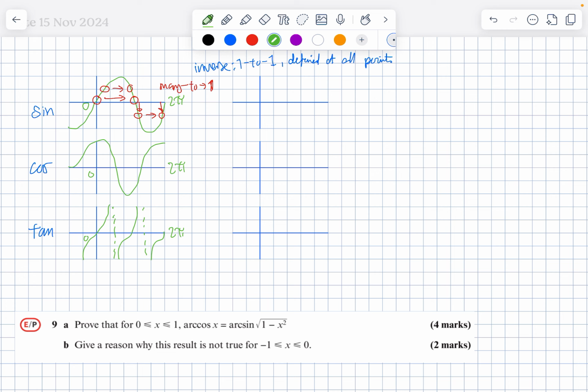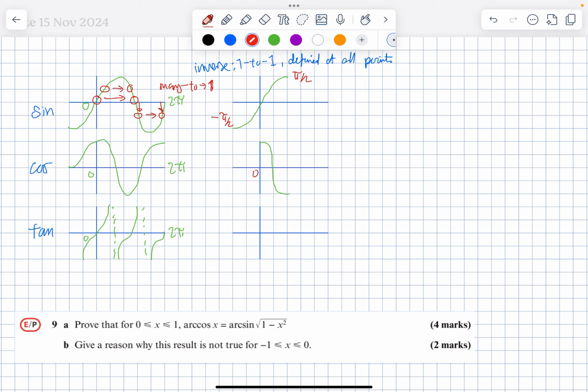So what we do is restrict the domain to make sure that no value is repeated. So if I've got my sine curve, what I do is I restrict that like this, and I say that we can only go from minus pi over 2 to pi over 2, and you can see that no value is repeated.